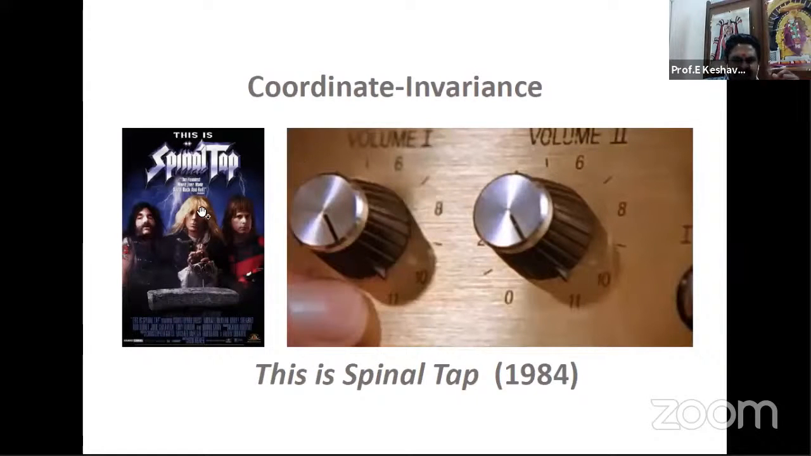For example, see this volume knob. In old days there were radios and tape recorders with this type of buttons for the volume. If you see these two, it is coordinate invariance in this one. This was in 1984, and this has been done by using this one.